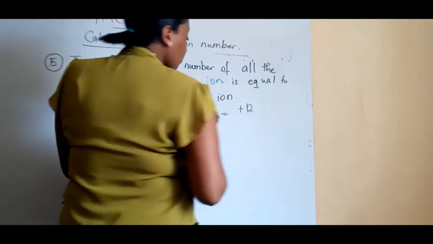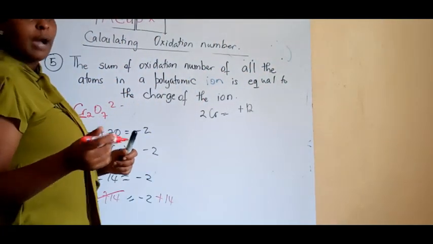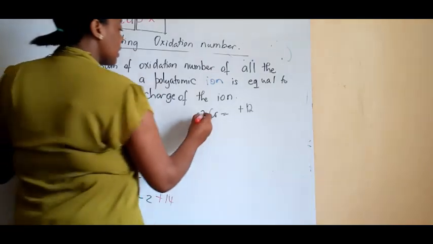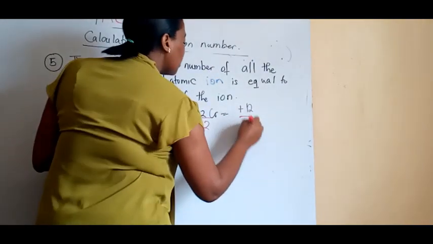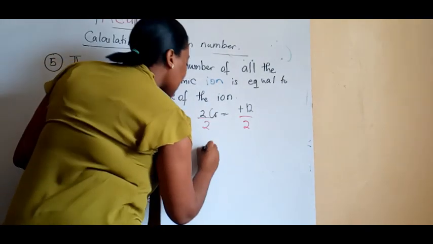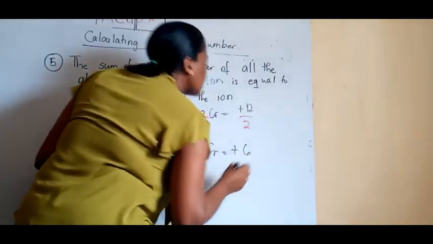So I want to get rid of the 2 that is multiplying, so I must do the opposite. I'm going to divide this by 2. What I do on one side, I must also do on the other side. So Cr equals positive 6.